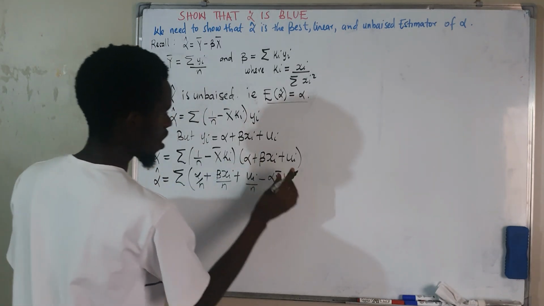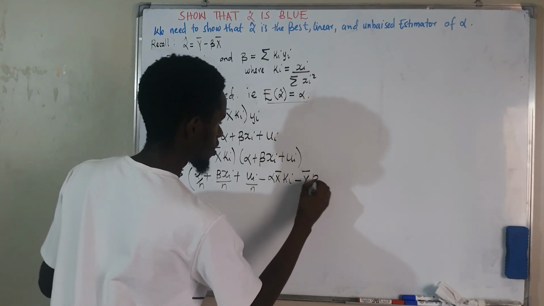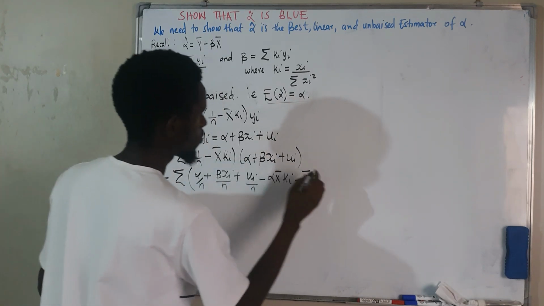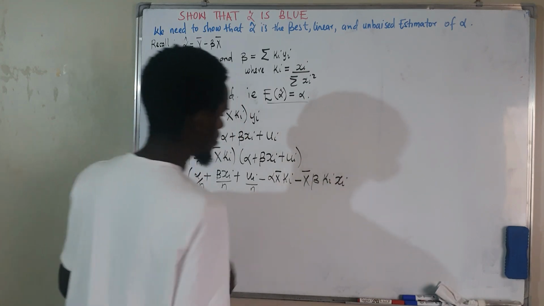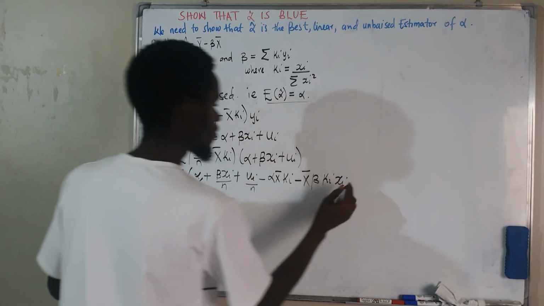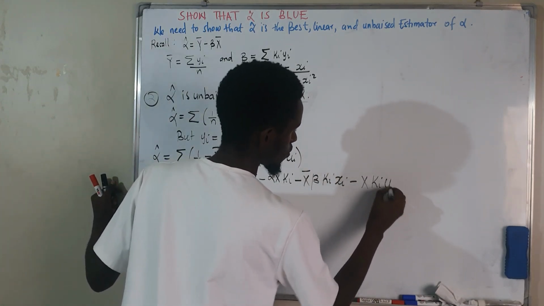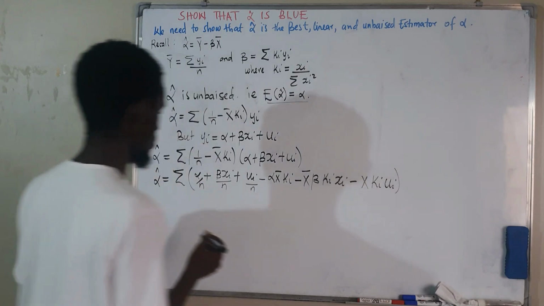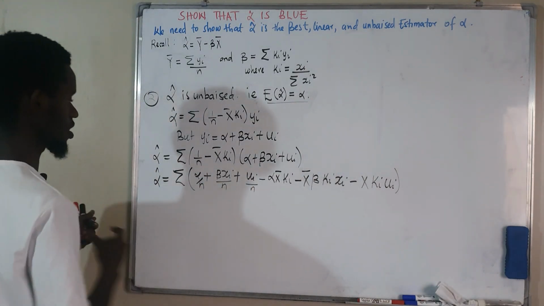Now this times this, I will have minus x bar beta k_i x_i, and then lastly this one times this one, I have minus x bar k_i u_i, that way.